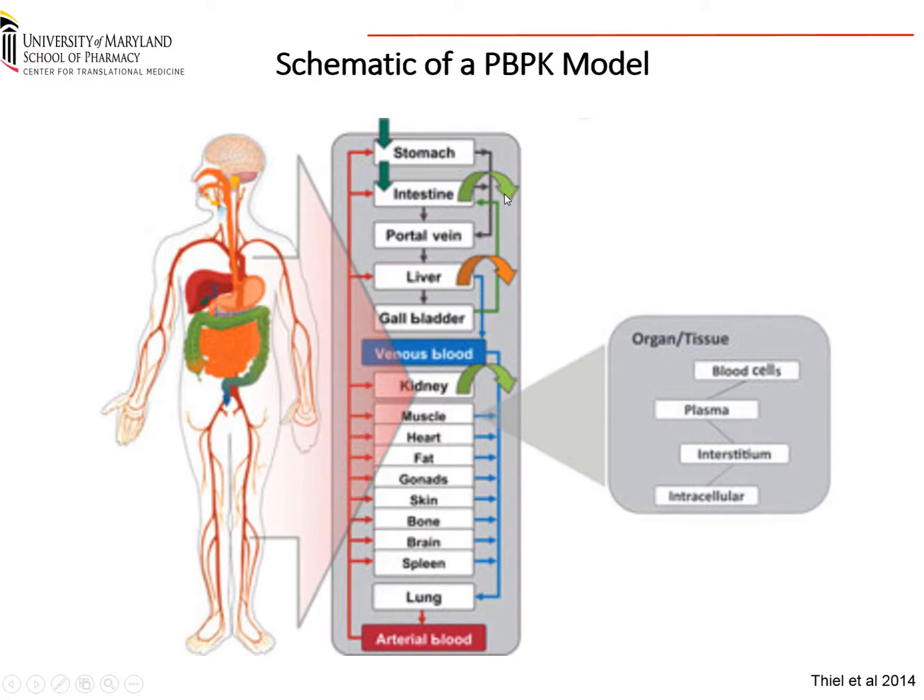So for the intestine, you could have the gut extraction, liver and kidney are also eliminating organs. If you have an oral drug, it goes into the stomach through intestine, and through the portal vein it goes to the systemic circulation. So you have that movement here. And you could also include the enterohepatic recirculation from the gallbladder to the intestine.